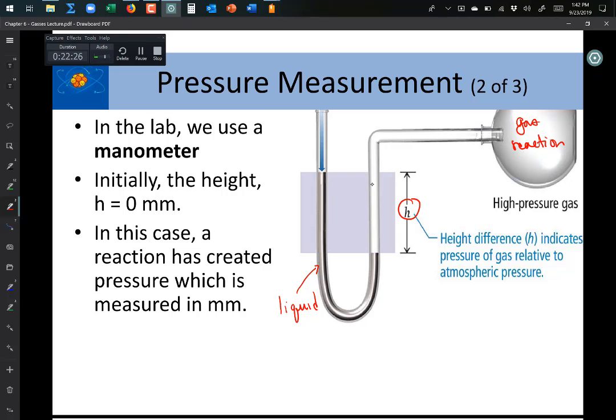So that's called the manometer. I usually spell it "man-o-meter" because that makes people remember it. It doesn't have anything to do with being a man, but it's spelled like that.